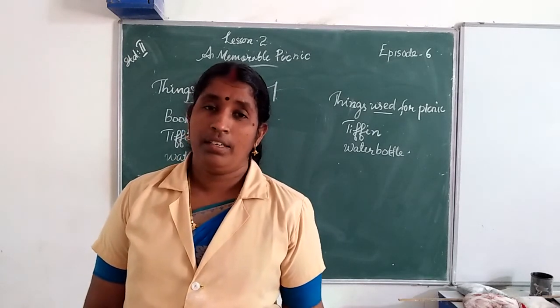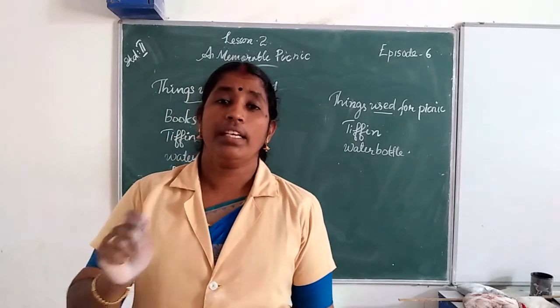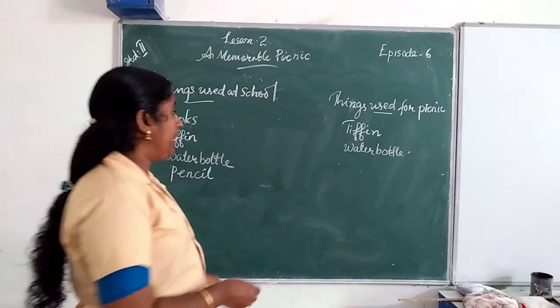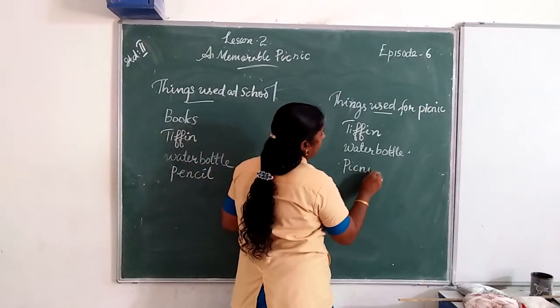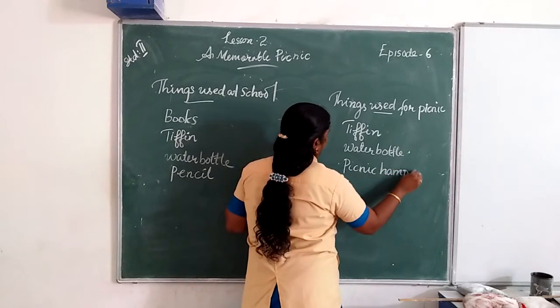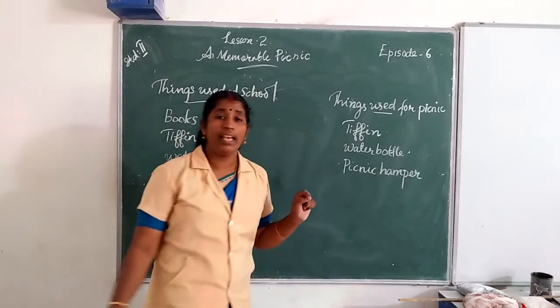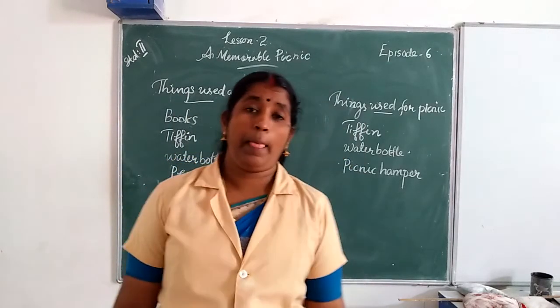Picnic hamper. We don't carry a picnic hamper to school. We carry it only for picnic. We can write picnic hamper in the second column. H-A-M-P-E-R. Hamper. Picnic hamper. Next one, frisbee.